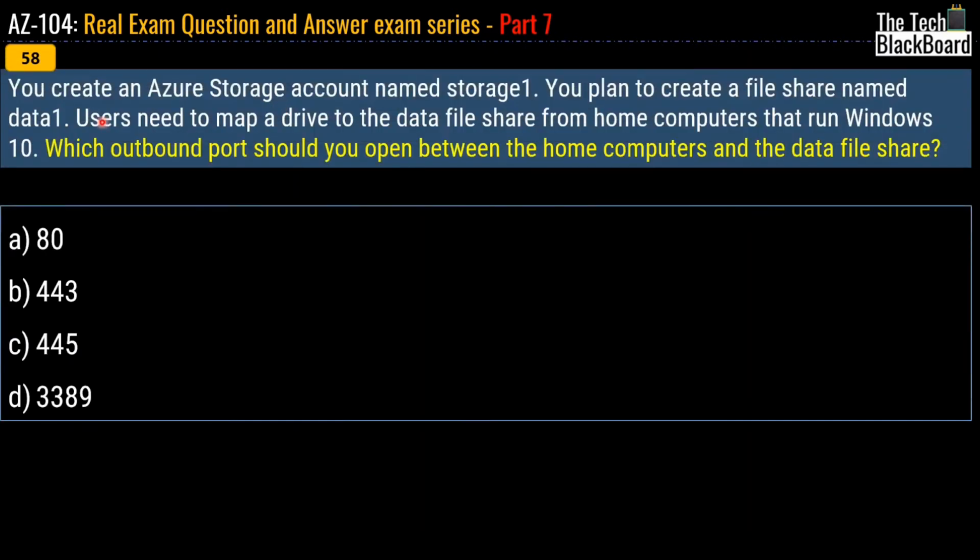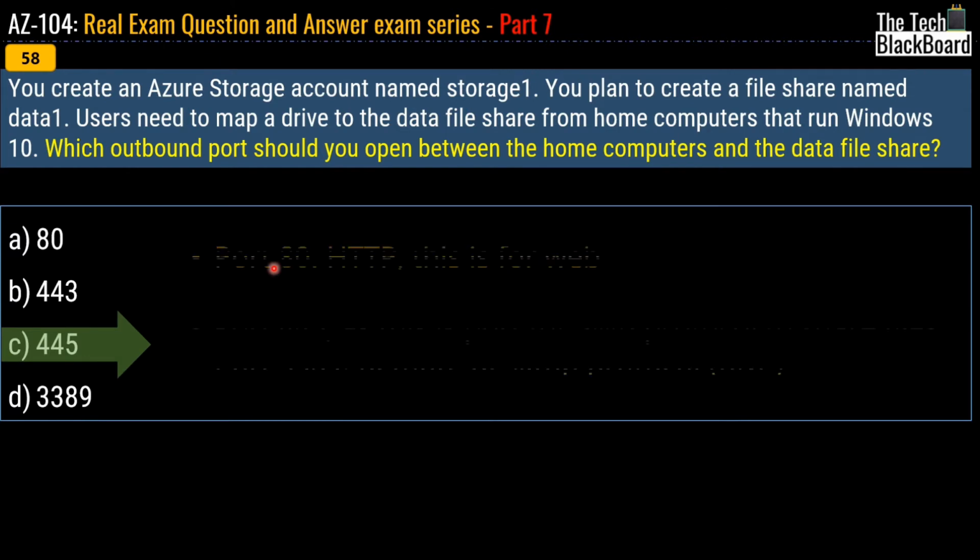Reading out our question number 58, it says you create an Azure storage account named storage1. You plan to create a file share named data1. Users need to map a drive to the data1 file share from home computers that run Windows 10. Which outbound port should you open between home computers and the data file share? And your options are 80, 443, 445 or 3389. And the correct answer for this question is 445.